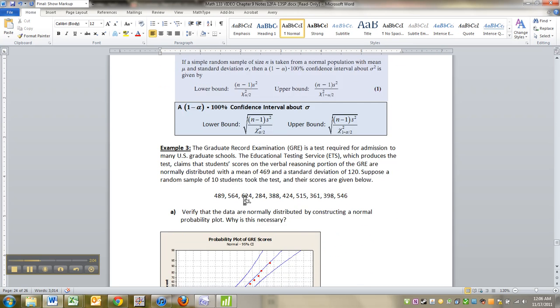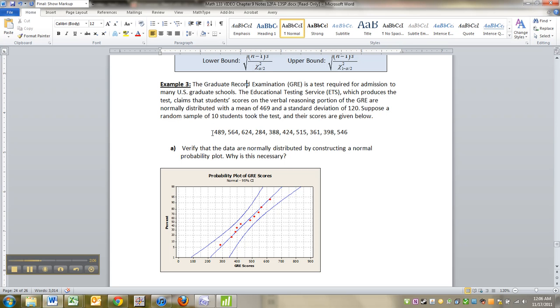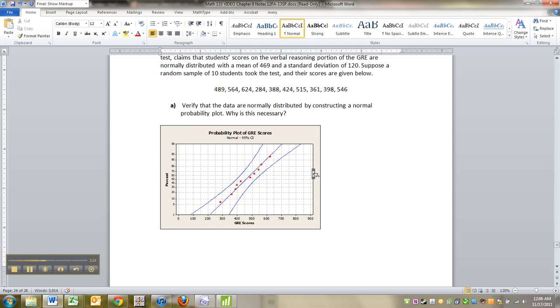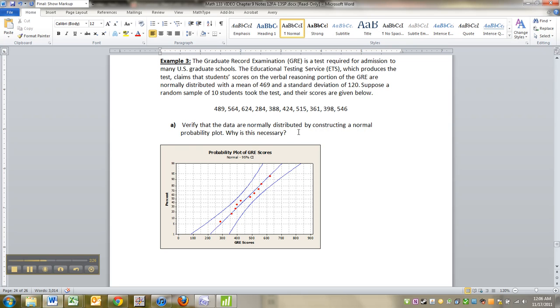Simple as that. Okay, so I have these scores in here for the GRE. These are the scores for the verbal portion. The verbal reasoning portion of the GRE is normally distributed with a mean of 469 and a standard deviation of 120. Suppose a random sample of 10 students took the test and their scores are given below. There they are. So first thing, verify that this data is normally distributed by constructing a normal probability plot.